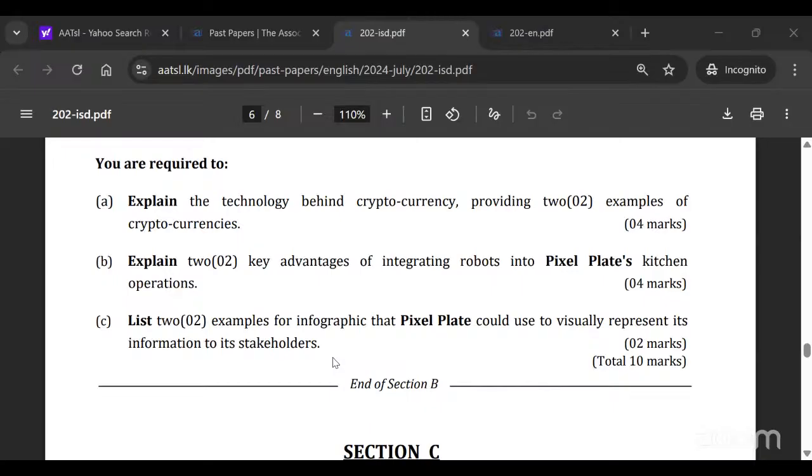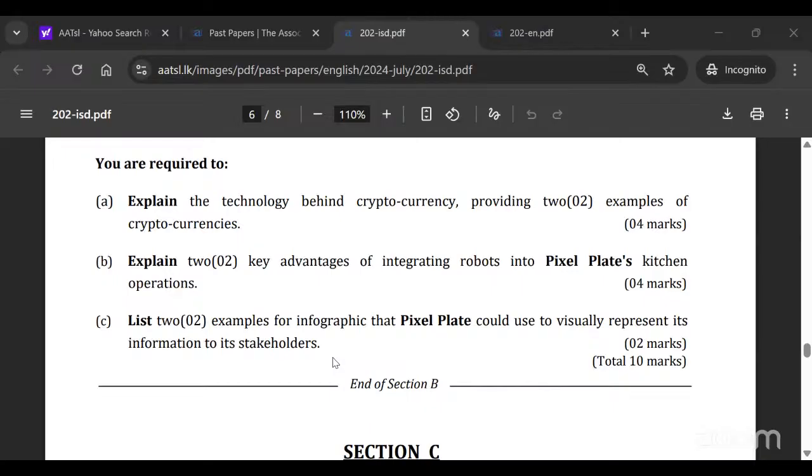transparent, and tamper-resistant manner. Each transaction is validated by a network of computers, that means nodes, ensuring that no single entity controls the currency. There is no single entity to control the currency like the Central Bank of Sri Lanka. The use of encryption and cryptographic techniques ensures that the transactions are secured and that new coins are generated in a controlled manner. Bitcoin and Ethereum we can consider as examples.